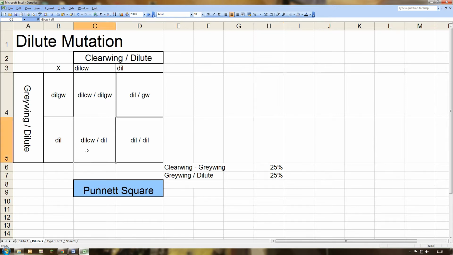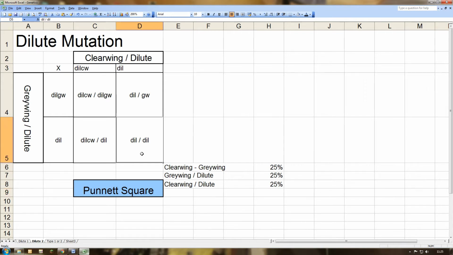The one down here is very similar in that once again the dilute mutation is recessive to the clear wing mutation, so we're going to end up with a phenotype of bird that will look like a clear wing, but it will be split for dilute. So let's put that one in. So 25% of the birds will be clear wing split dilute.